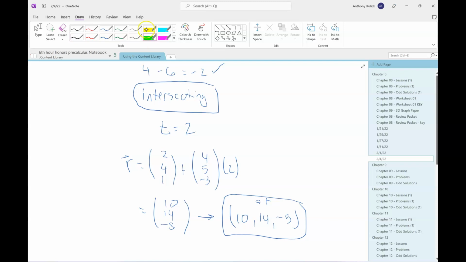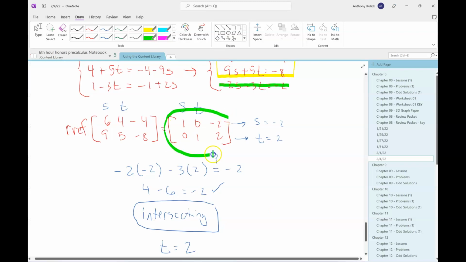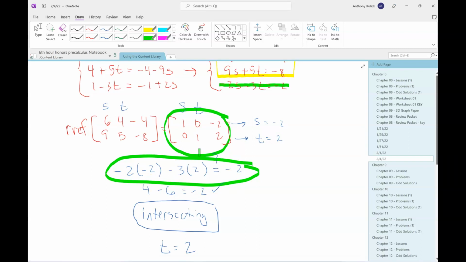Just as a heads up, in the situation where you have non-parallel, non-intersecting, one of two things could happen. You could get a system right here that has no solution, or when you go to check your answer, it doesn't check out. Either one of those would tell you that it's non-parallel, non-intersecting. Everybody's okay? All right.